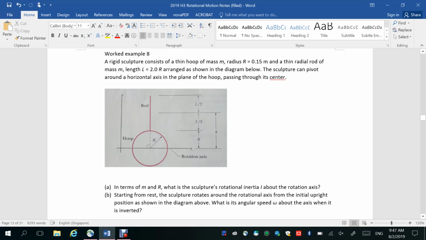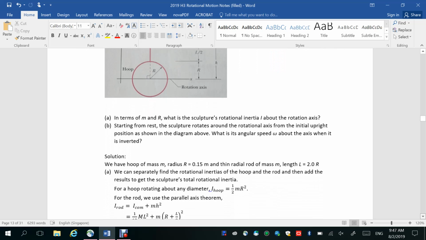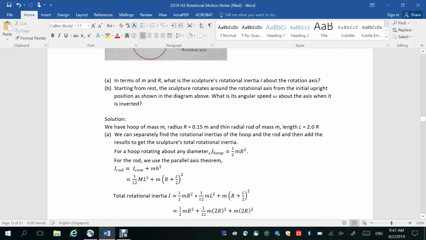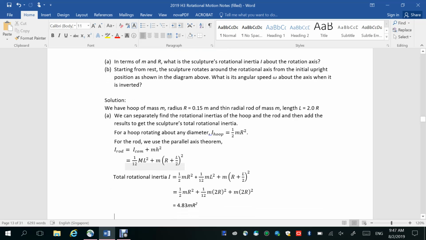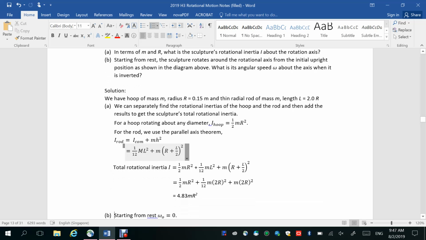So using the parallel axis theorem, the moment of inertia of the rod will be the moment of inertia about the center of the rod, plus m h squared, where h is given by r plus L over 2. L is 2r, so you end up with L over 2 being r. So simplifying, the total moment of inertia is 4.83 mr squared.